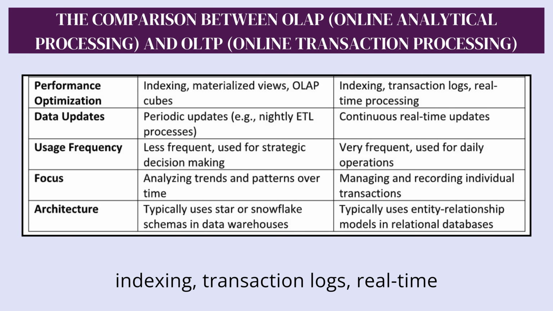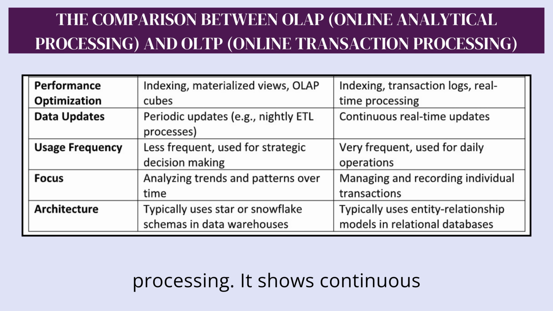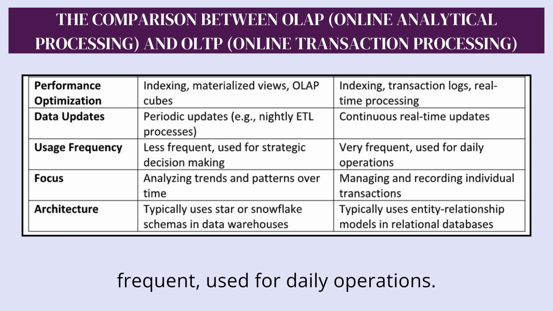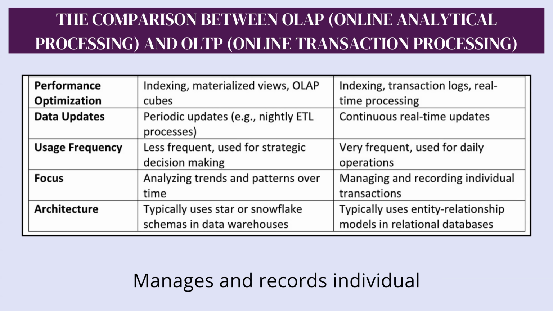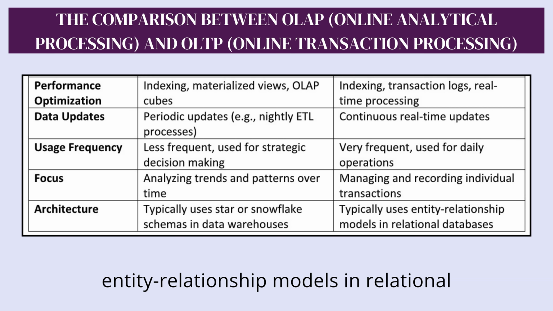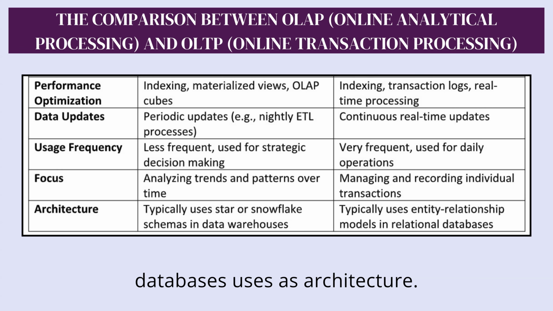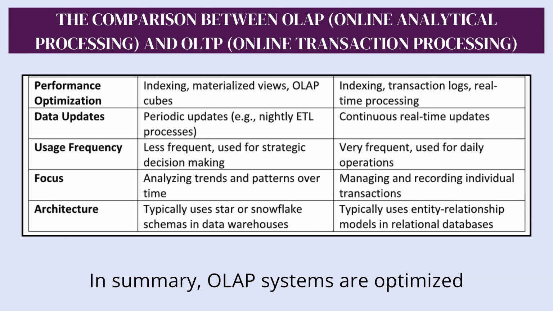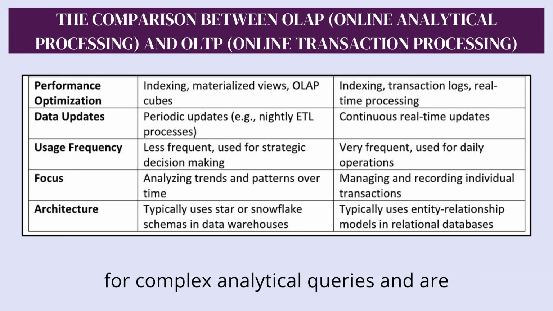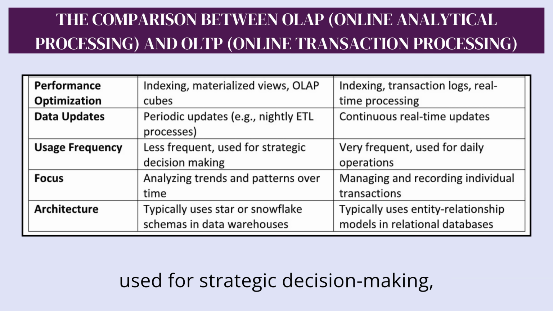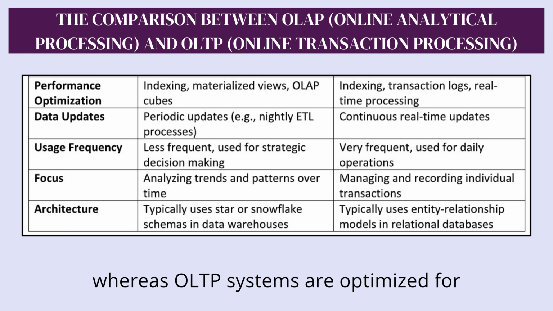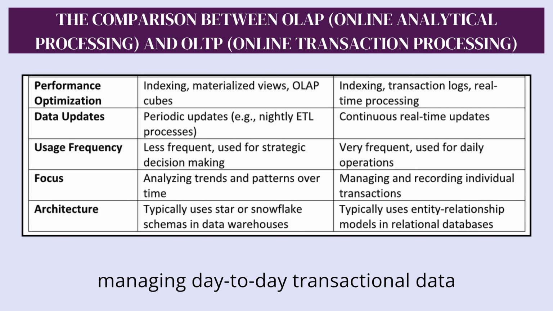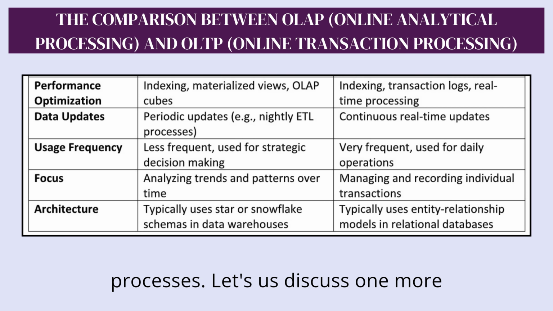in OLTP, performance optimization uses indexing, transaction logs, and real-time processing. It shows continuous real-time updates. It is very frequent, used for daily operations. It manages and records individual transactions. It typically uses entity relationship models in relational databases as architecture. In summary, OLAP systems are optimized for complex analytical queries and are used for strategic decision-making, whereas OLTP systems are optimized for managing day-to-day transactional data and are essential for operational processes.